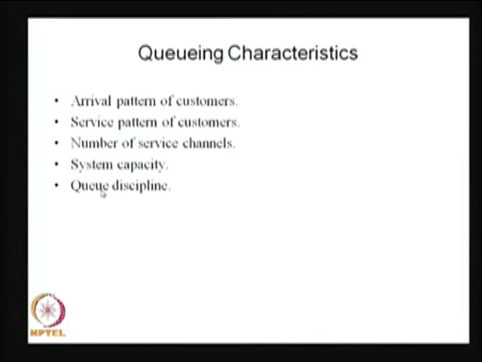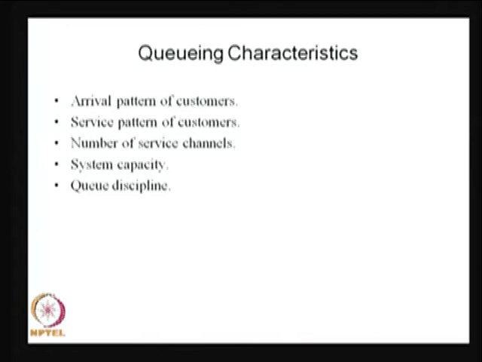The next one is queuing discipline. When customers enter the system, whether they are served or placed in first come first served order, or last come first served, or random fashion, or priority based, and so on. The queuing discipline is important to know the dynamics of the number of customers in the system. Similarly, the service discipline: how the customers are picked for service.